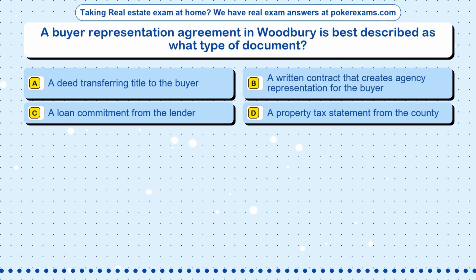Question 34. A buyer representation agreement in Woodbury is best described as what type of document? Option A. A deed transferring title to the buyer. Option B. A written contract that creates agency representation for the buyer. Option C. A loan commitment from the lender. Option D. A property tax statement from the county.